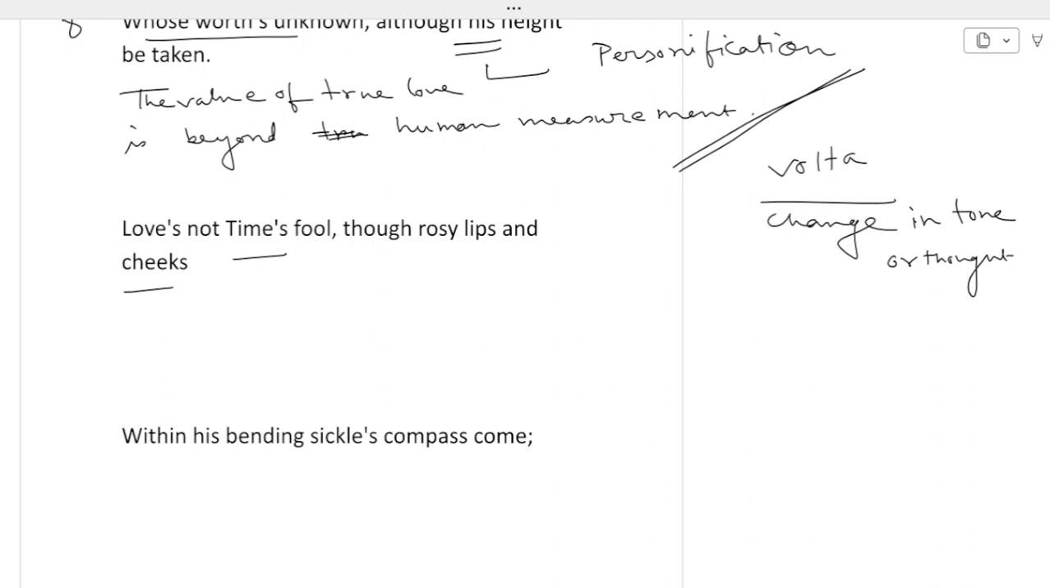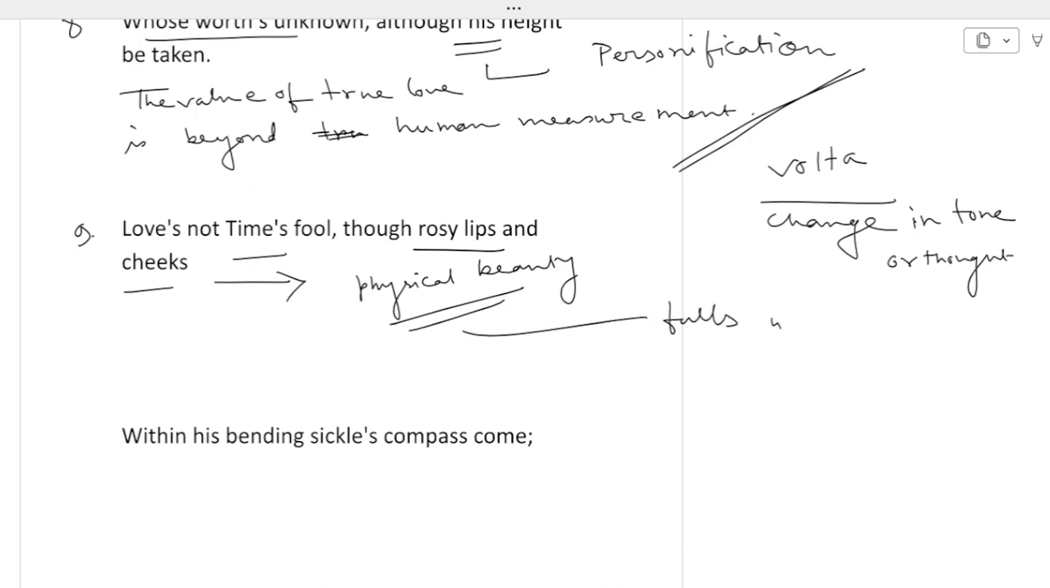Now a different theme is explored here. Love is not Time's fool. So love is not the slave of time. Rosy lips and cheeks refer to physical beauty. This physical beauty falls within the range of the time cycle. That is rosy lips and cheeks.